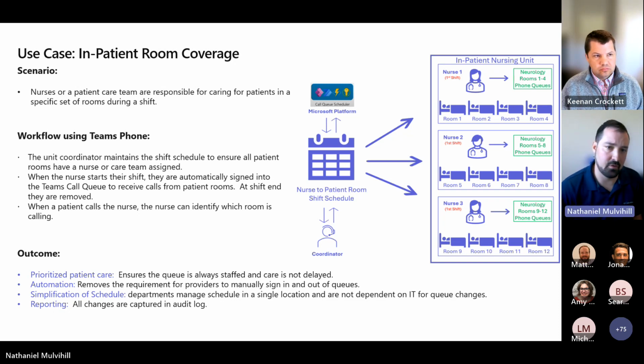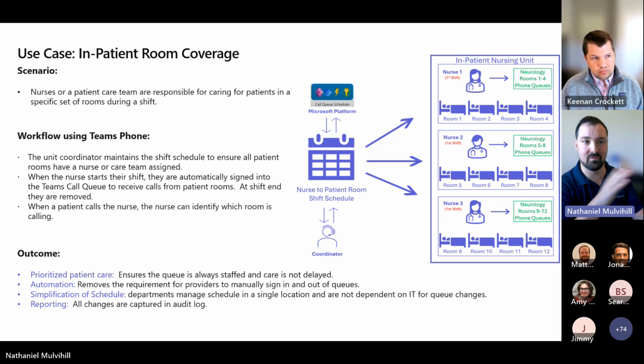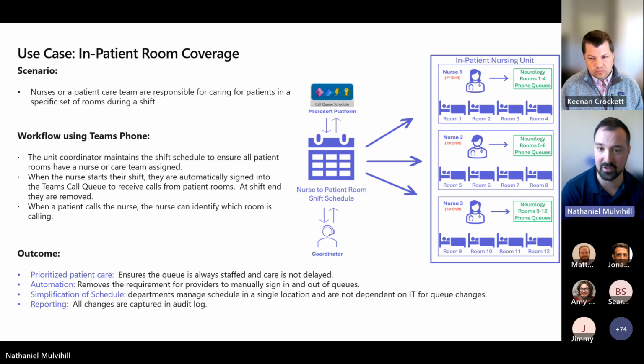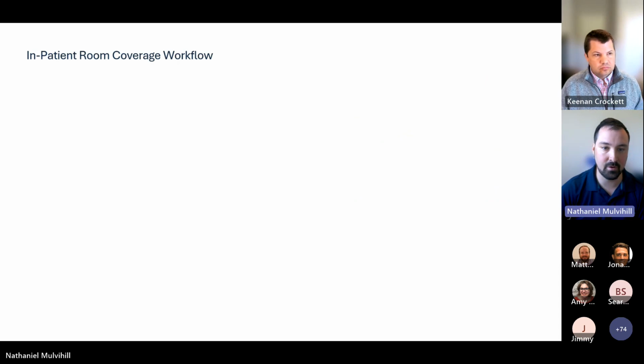I know we're running close on time, but it's worth noting that the inverse of this setup works as well. If there was internal communication, say a provider or doctor needed to call the nurse that was staffing room 5, they could call room 5 just the same and contact that nurse internally for a status update on that patient or whatever it may be. So we'll just show the quick demo here.